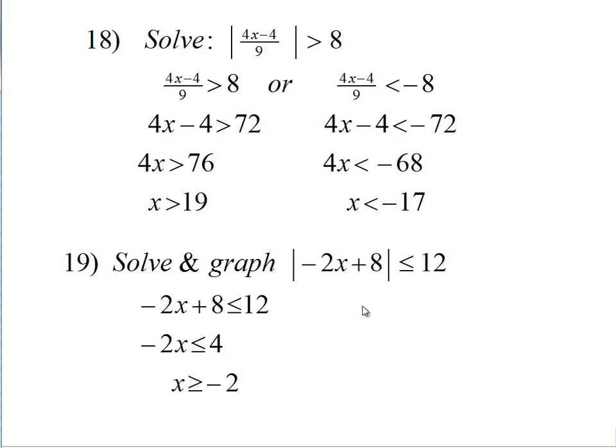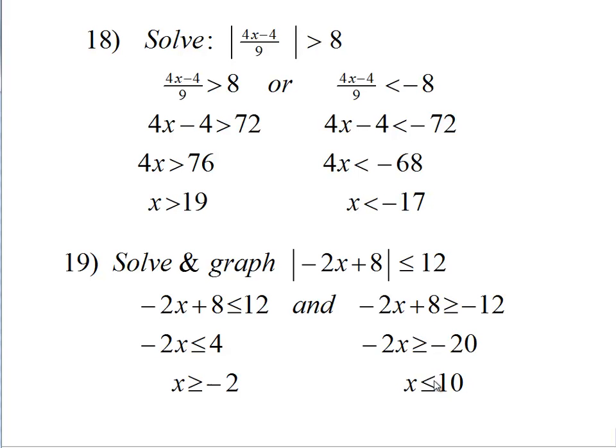Then we're going to, again, flip the inequality, so it's greater than negative 12. Subtract 8 gives you negative 20. Divide by negative 2 gives you x is less than 10. Again, I divided, so it makes it less than. Now I'm bigger than negative 2. I'm less than 10, so I'm at negative 2 and 10. They both have equals, so they both get brackets, and I'm in between them. So that's all those.